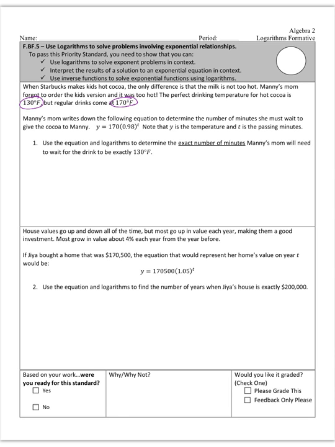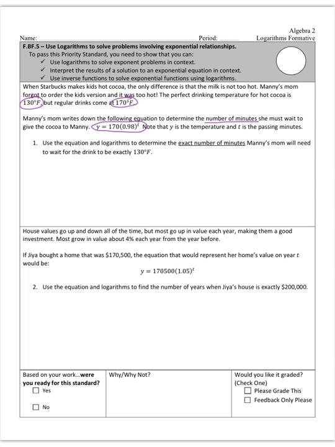Manny's mom writes down the following equation to determine the number of minutes she has to wait to give the cocoa to Manny. And she's using this equation. Note that the y is the temperature and the t is the passing minutes. Use the equation and the logarithms to determine the exact number of minutes Manny's mom needs to wait for her drink to be exactly 130 degrees.